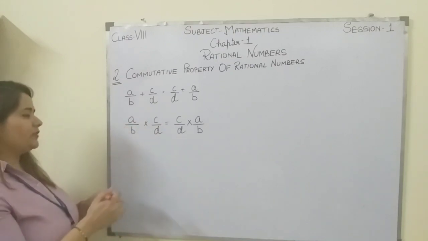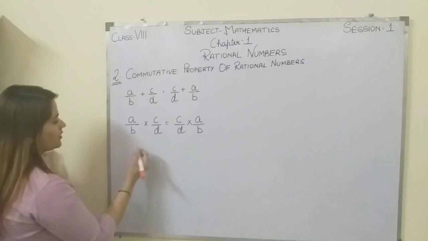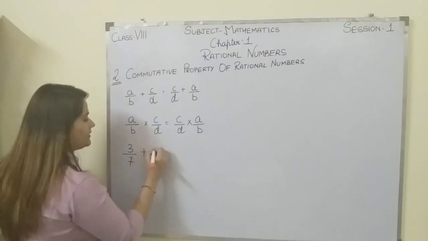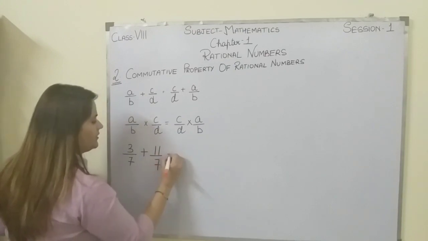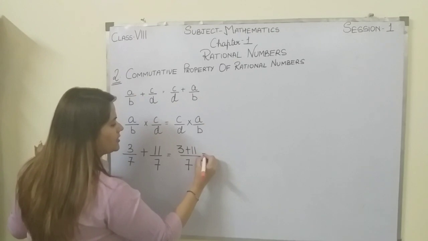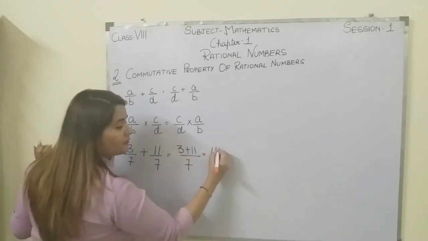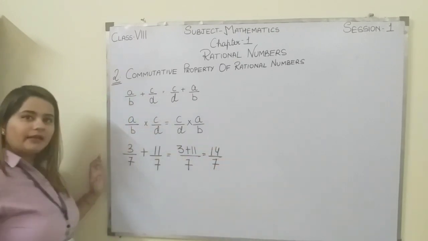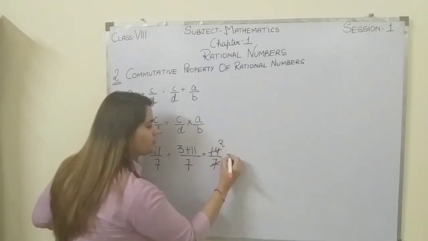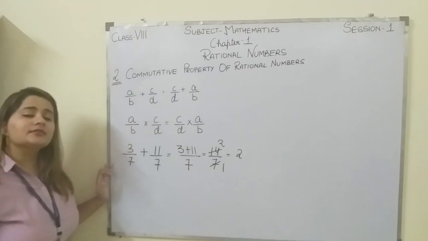Let's verify this with an example. So if 3 by 7, if I add this with 11 by 7, it will be 3 plus 11 over 7. So 3 plus 11 is 14. So 14 by 7 is the answer, or 7 ones are 7, 7 twos are 14. So the answer is 2.